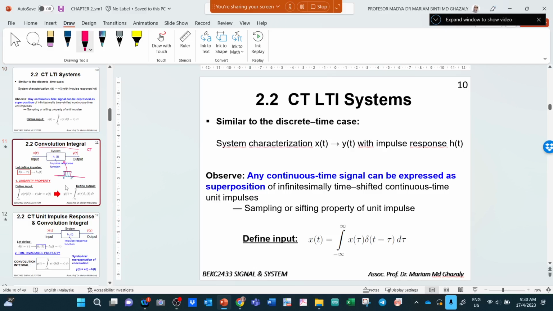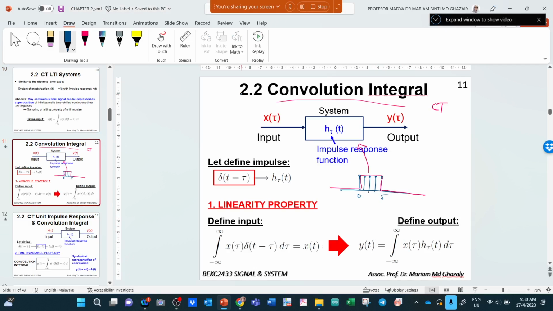Delta(t minus tau), why? Because you can see that at this position, in the original you have delta(t) plus delta(t minus 1) plus delta(t minus 2) plus delta(t minus 3) plus delta(t minus 4) plus delta(t minus 5). Can you understand? Can you understand? This is something you have learned in chapter 1.